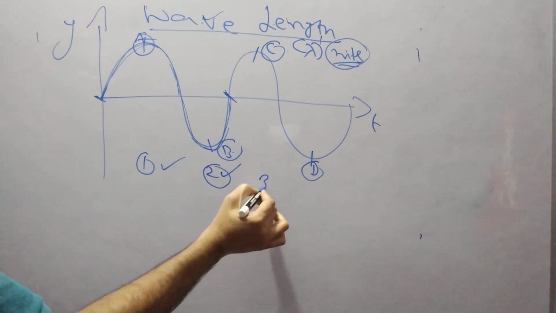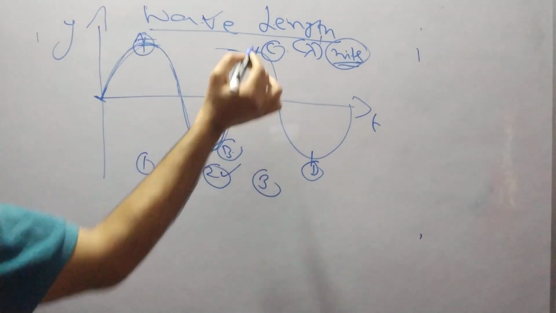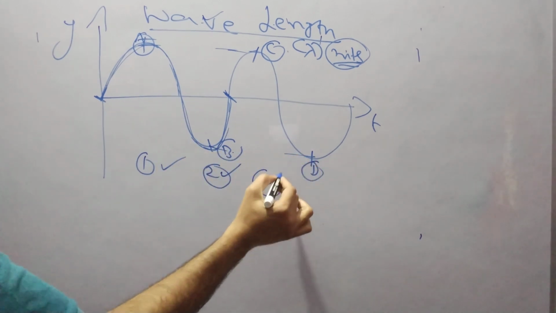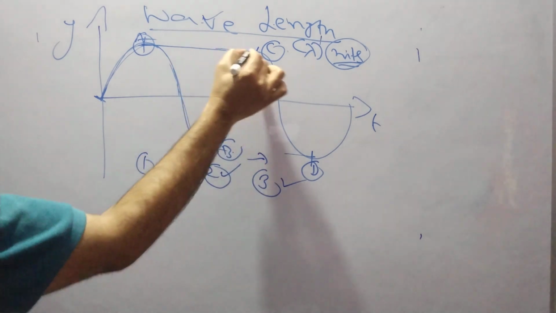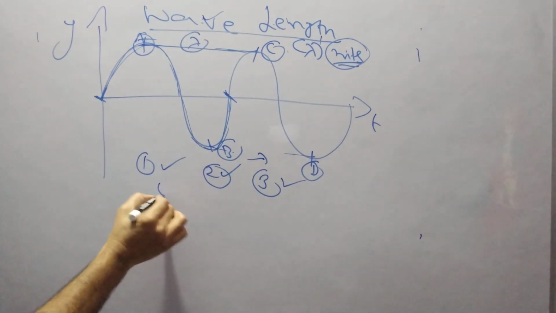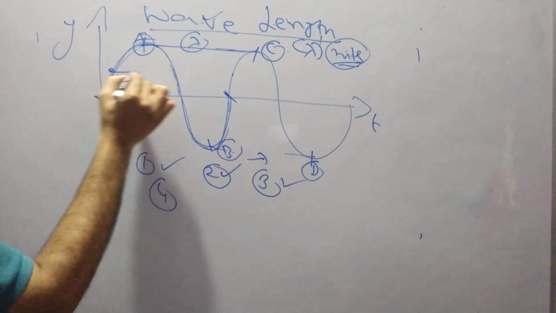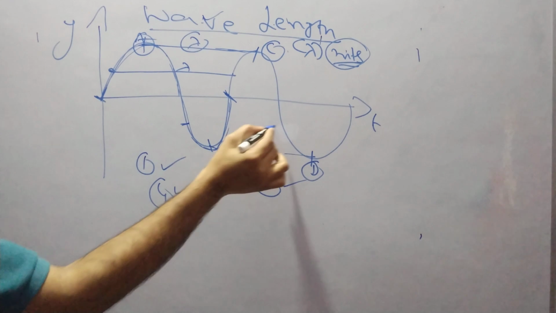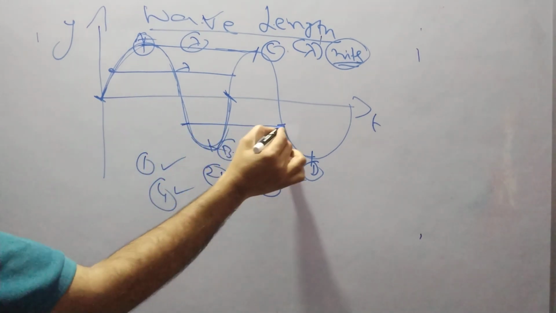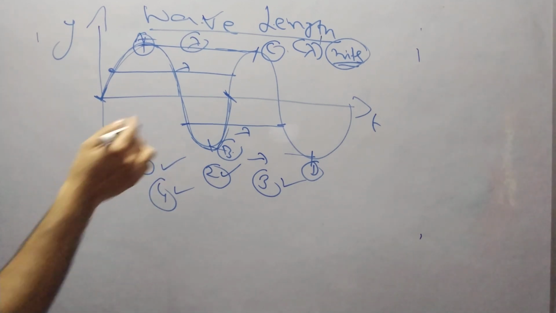That is the second definition. What is the third definition? The distance between two crests or two troughs is wavelength, lambda. This is also lambda. This is the third definition. The fourth one is: take any point and its corresponding point, the distance is again lambda. You take any point here, the corresponding point will be this one, this is lambda. That is the fourth definition. So this is one of the characteristics of a wavelength.